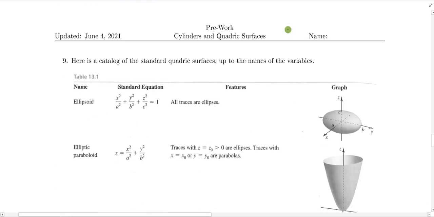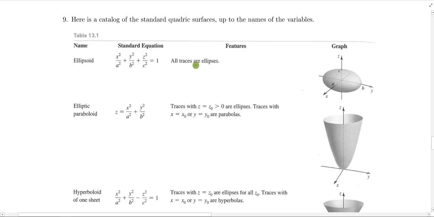But what I've done here is I've gone ahead and given you a table from the book where we've got the sketches of a number of the quadric surfaces. Now, these are all the quadric surfaces, although, for instance, here I've got an elliptic paraboloid where the parabola shape is parallel to the z-axis. We could have other paraboloids, so I'm not showing you every single type of quadric surface that you could encounter, but up to the variables, that's what we're seeing here.